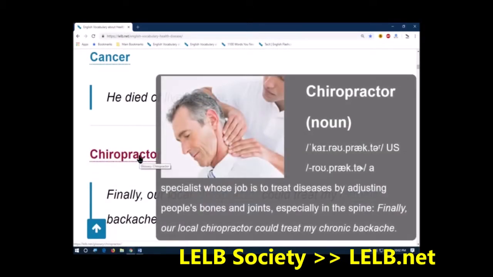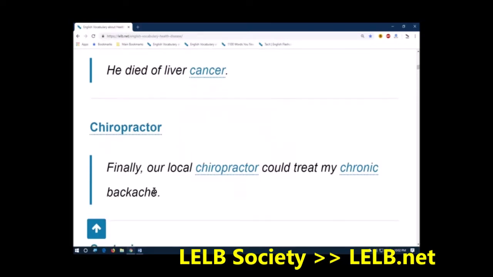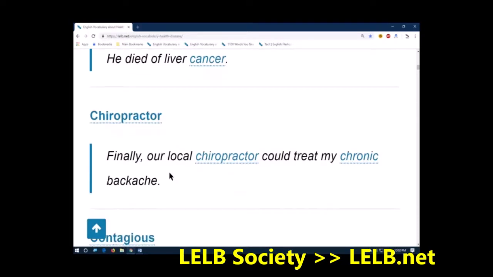Chiropractor. A specialist whose job is to treat diseases by adjusting people's bones and joints, especially in the spine. So a chiropractor is not necessarily a medical doctor, but he or she must be really experienced. So, finally, our local chiropractor could treat my chronic backache.